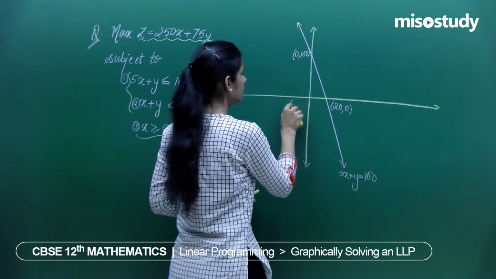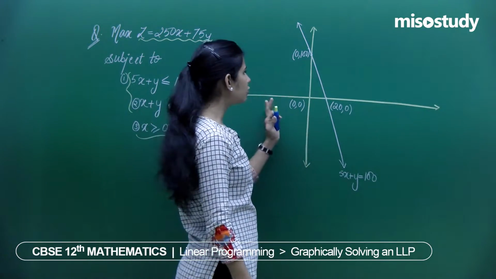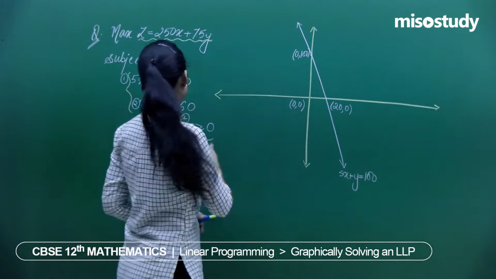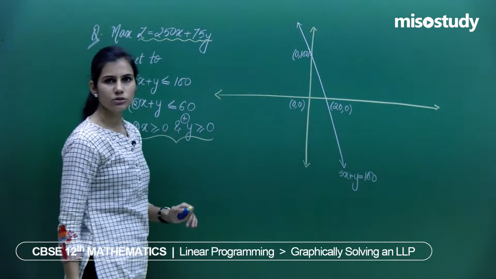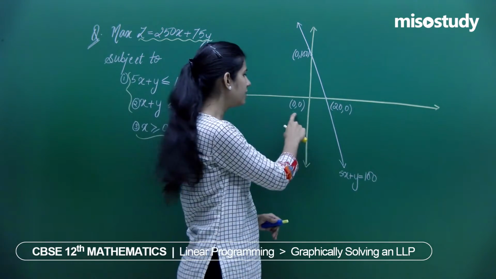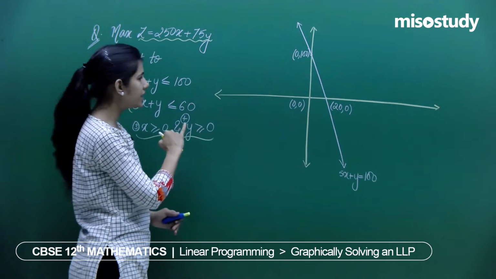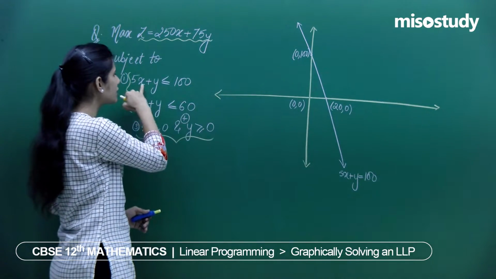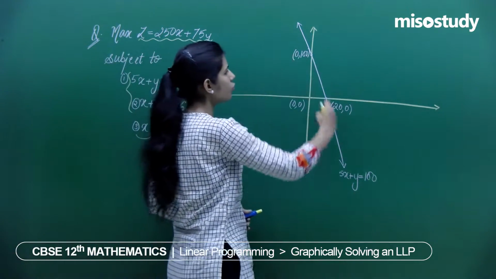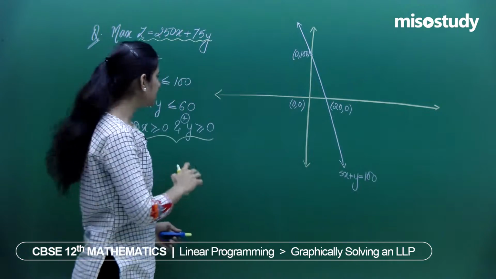Fine. After that, we see that this line is dividing this entire coordinate plane into 2 half planes. Which half plane would be the region represented by the inequation 5x plus y less than or equal to 100? For that, you pick up any point on one of the half planes. Here in this half plane lies the origin, so I see whether the origin satisfies this inequation or not. You put x equals 0, y equals 0, 0 plus 0 is definitely less than 100. So points on the line and points lying on this side of the line are the region represented by this inequation.